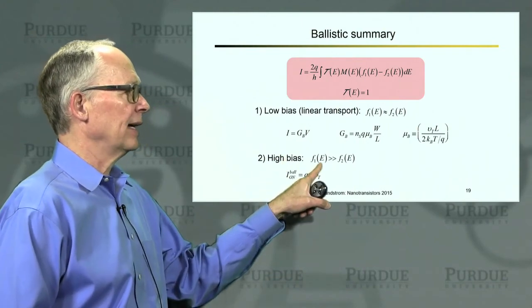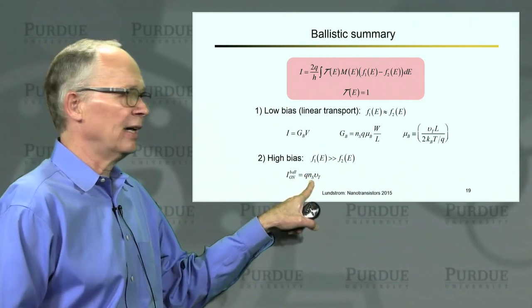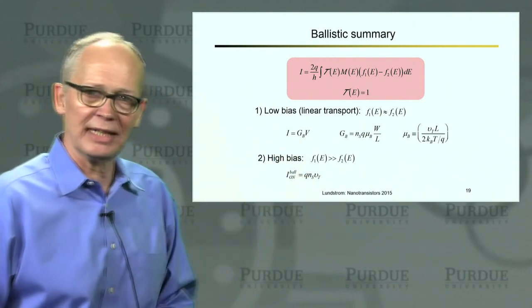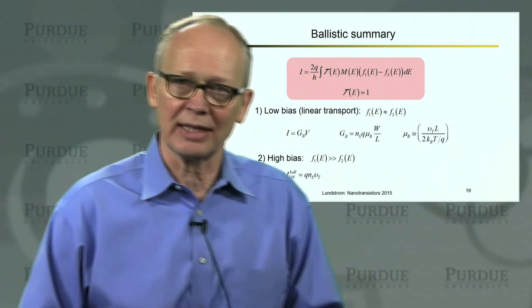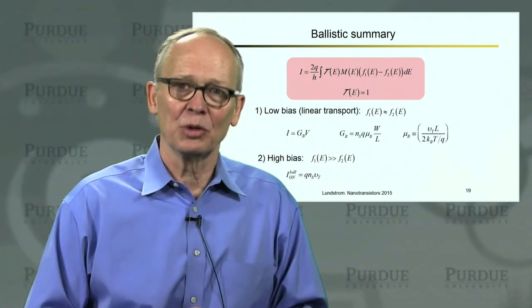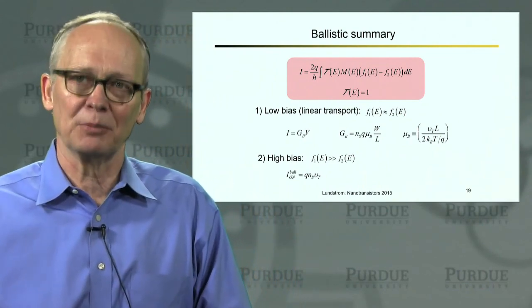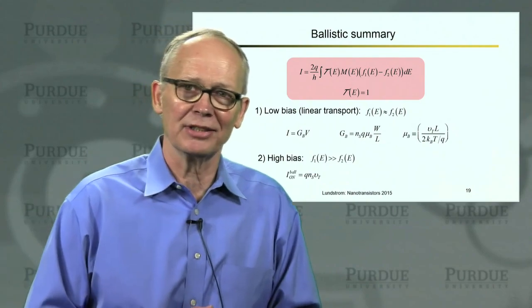Under high bias, F1 is greater than F2, and we can write something we would call the on current simply as charge times velocity. The velocity is the thermal velocity. So with that and the previous lecture, we're ready to apply these approaches to the ballistic MOSFET. We'll continue this discussion in the next lecture.